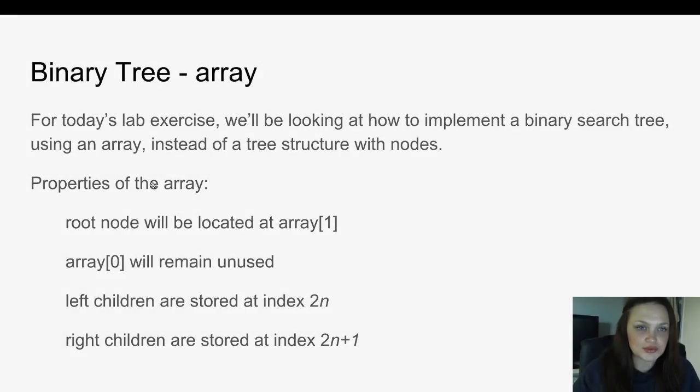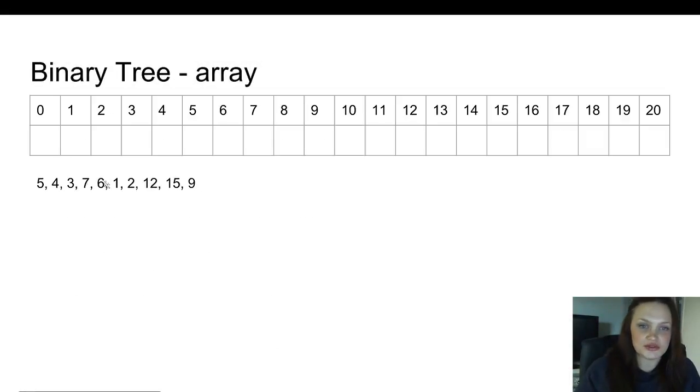So that's fairly simple. If we want to take a look at what that would look like, I'm just going to use this input sequence that I've taken from the lab exercise. Let's say we've got our first element, 5. It's going to be the root, so it's going to come in here and sit at index 1. So that would get stored there. Element 4 is going to be a child of 5, and it's going to be a left child, which means it's going to get stored at 2n. So of course 2n, 1 times 2, it's going to get stored here at 2.